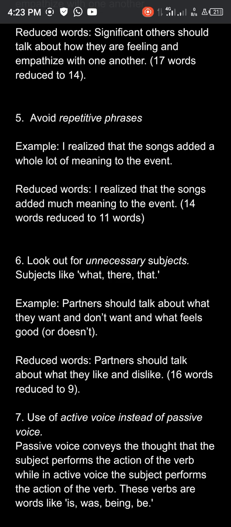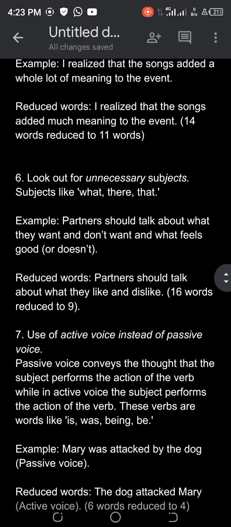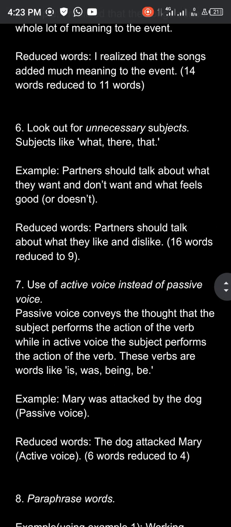To reduce that, the sentence reads, "I realized that the songs added much meaning to the event." You see, in place of "a whole lot", I replace it with "much". "A whole lot" is consuming just three words; I reduce it to just one. And then the sentence reduced from 14 words to 11 words.